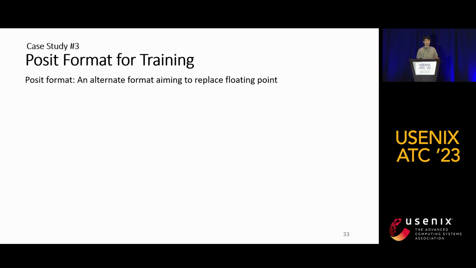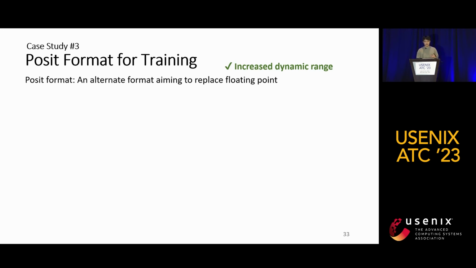Furthermore, we investigated the POSIT format for DNN training. POSIT is an alternate format aiming to replace floating point. It was designed with an increased dynamic range. And prior work claims that it could improve model accuracy.